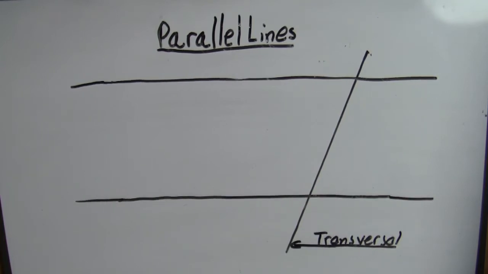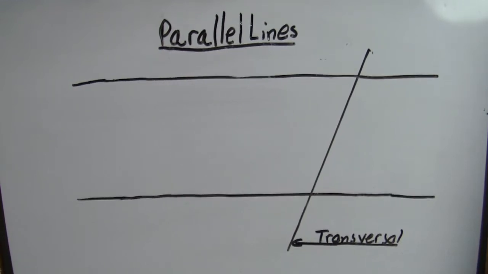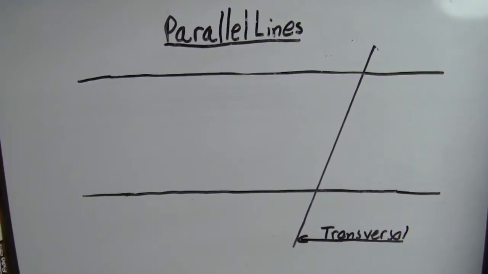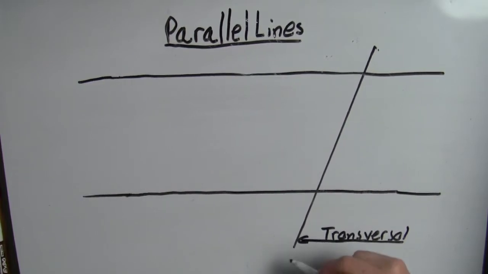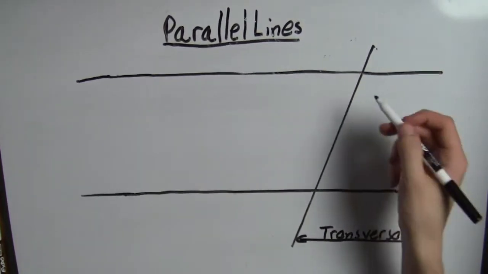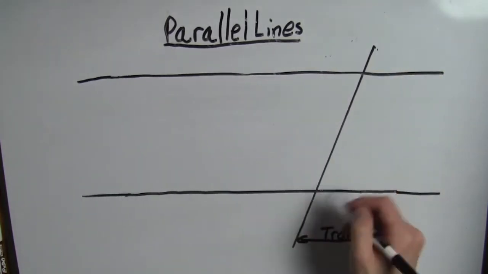So first, we have two parallel lines, and parallel lines are lines that never touch. We can draw them for infinity, and they will never intersect. Then we'll draw a line intersecting both of those parallel lines. We'll call this line a transversal. And now we have a whole bunch of new angles formed. Angles here and here, and angles here and here.